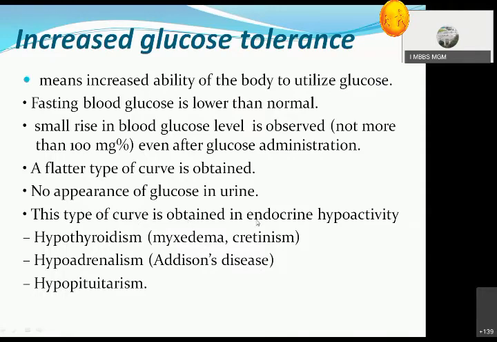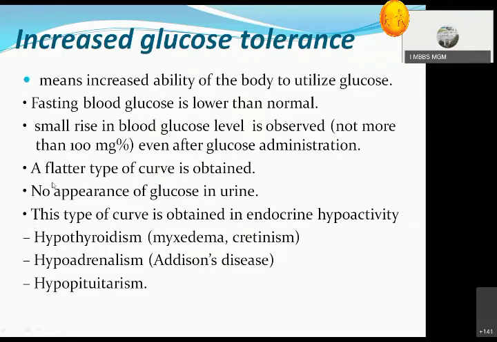This type of curve is obtained in endocrine hypoactivity, like hypothyroidism, example myxedema, cretinism, hypoadrenalism, example Addison's disease, hypopituitarism. So these are some disorders in which you can see the increased glucose tolerance.